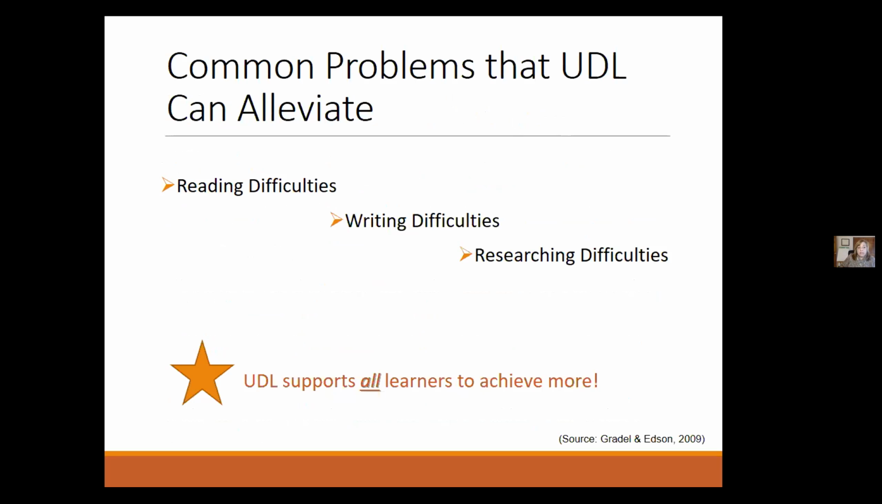Challenges with reading difficulties like learning new vocabulary, retention of what is read, connecting prior learning to new concepts that we're talking about. UDL approaches can help with writing difficulties because UDL practices can help identify core ideas and help to structure the content so that students can organize their thoughts and make assertions. It can help students use feedback effectively to improve their writing. UDL approaches can also help with students who have struggles with researching because it can help students with executive functioning skills or prioritizing, organizing, and creating a timeline. And again, I can't stress this enough that UDL really supports all learners to achieve more.